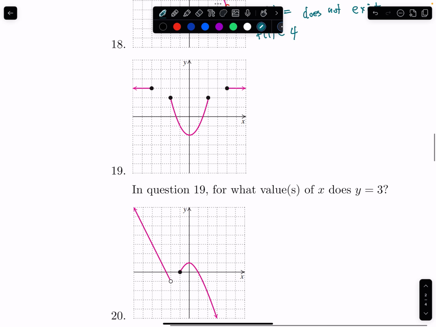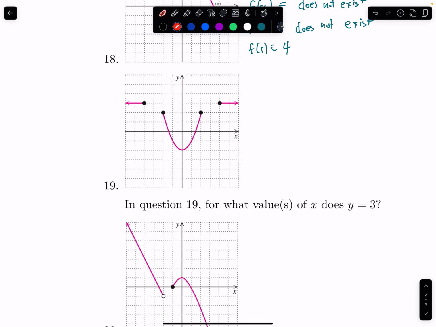Okay, 19, 20. Two more. And for 19, we got one bonus question. So number 19. Domain first. Okay, looks like it starts all the way from -infinity up until -4, inclusive of -4. And then it picks up again from -2 to +2. And then again from +4 up to infinity.